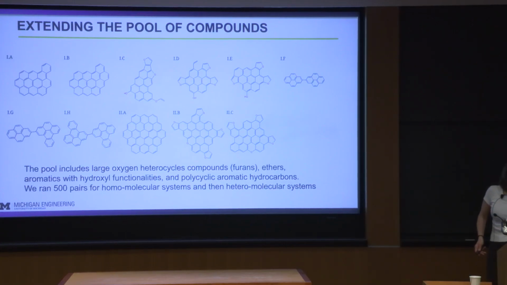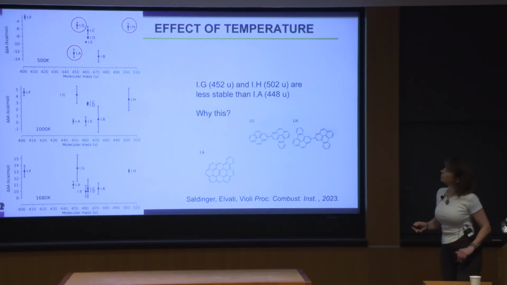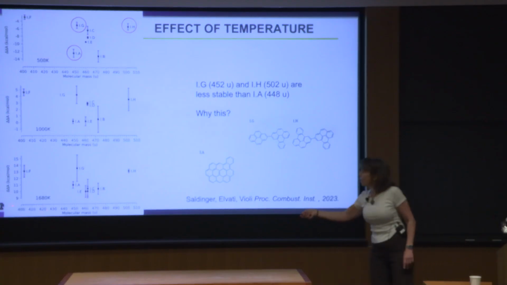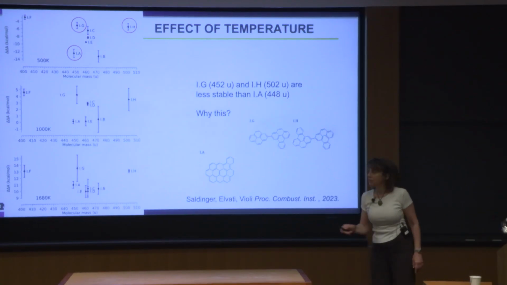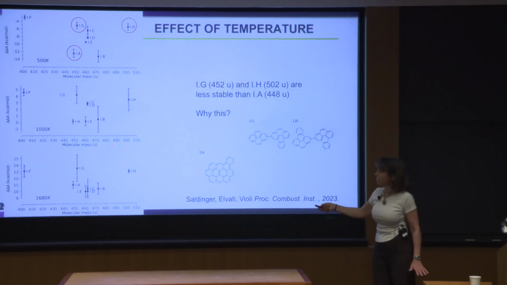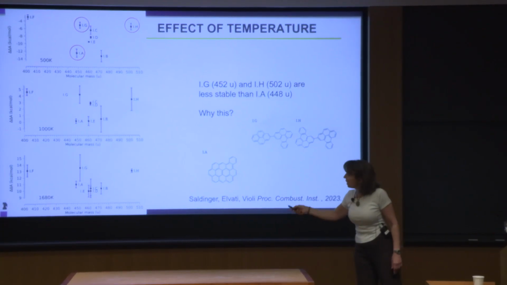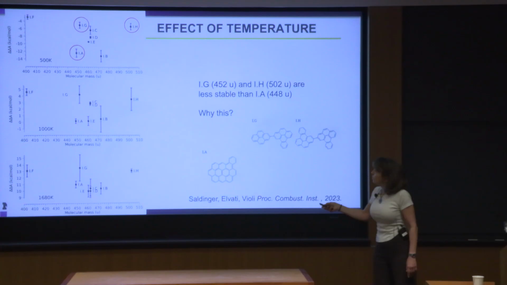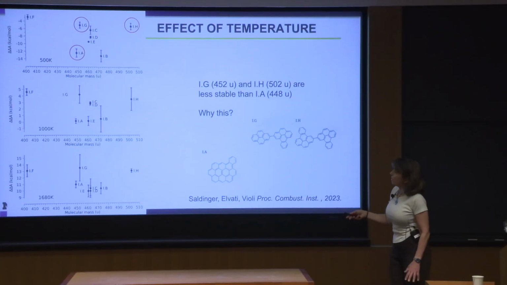So what are the results? And bear with me, I'll try to simplify this graph. So here is the result. Let's go slowly together. First of all, now I want to talk about the mass. What I have on the x-axis of those three graphs is molecular mass. I have different temperatures. I have 500, 1,000, and 1680 because this was specific to a flame that we were studying.